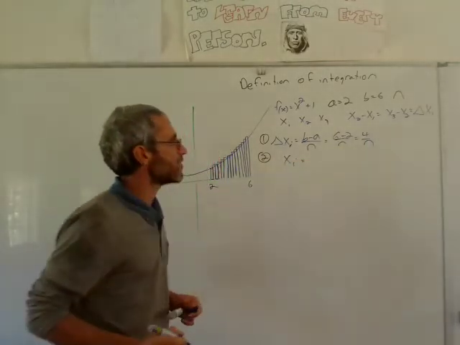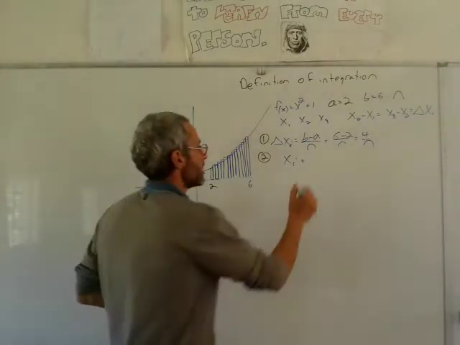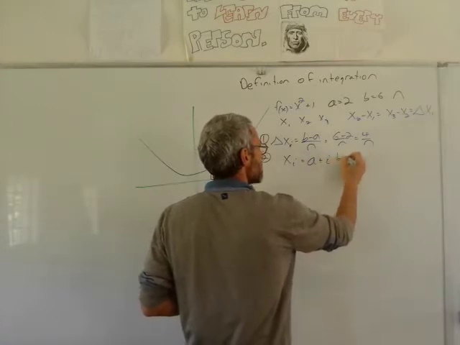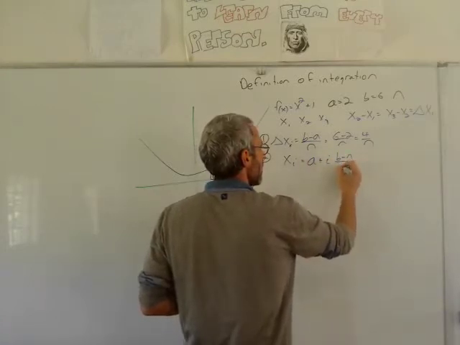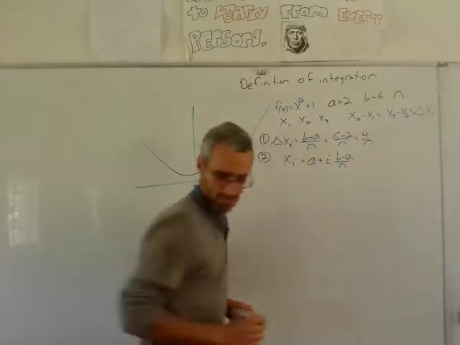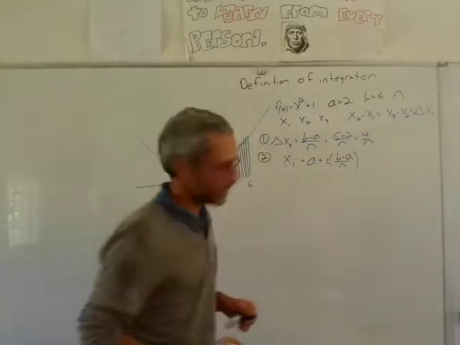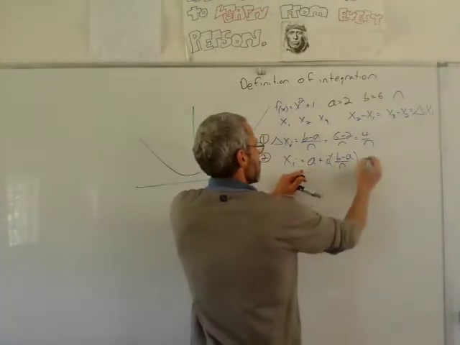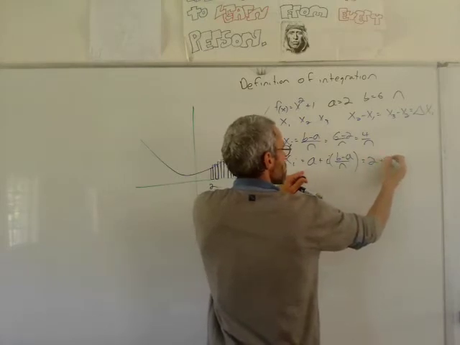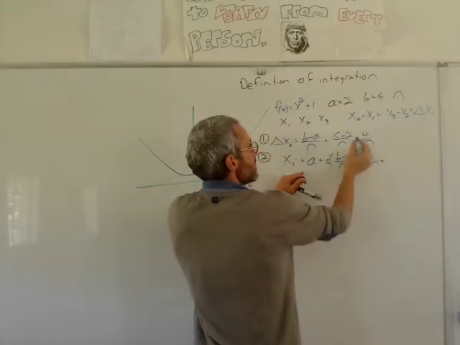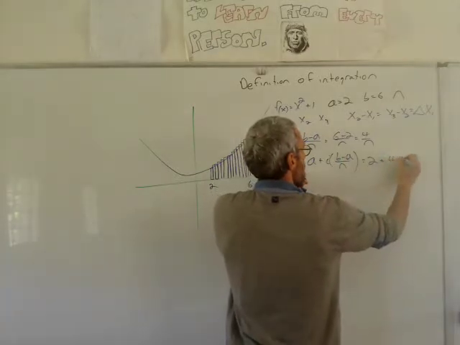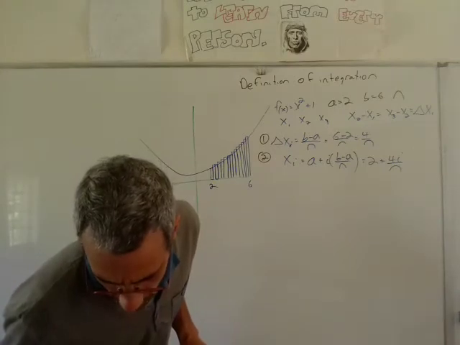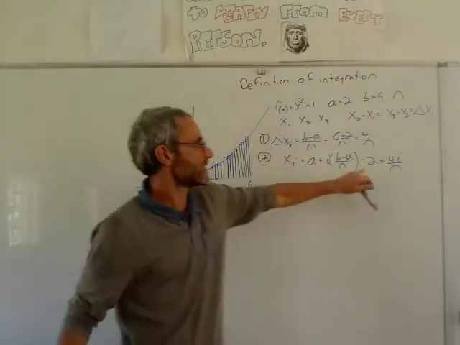Next step, I want to find out xi. If you remember, again, we had the formula. It's a plus i times b minus a over n. Not b minus n, b minus a over n. Am I right? I think I'm right. So a, I know, is 2. i is just i. b minus a is 4. So it's 4i over n. Let's just check. 4i over n. Perfect. So that's the xi.